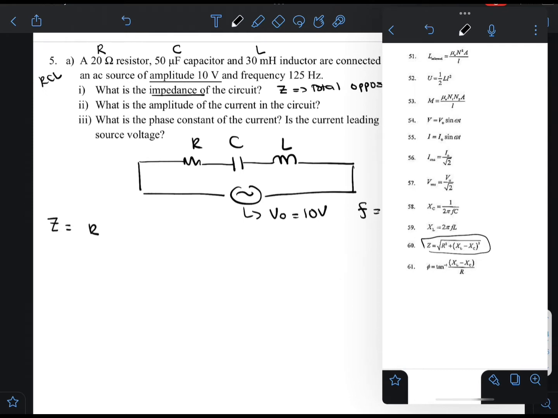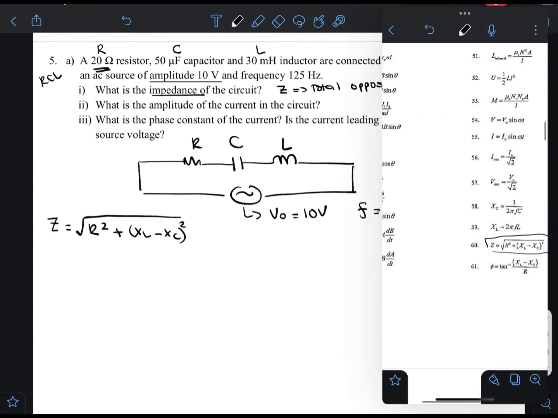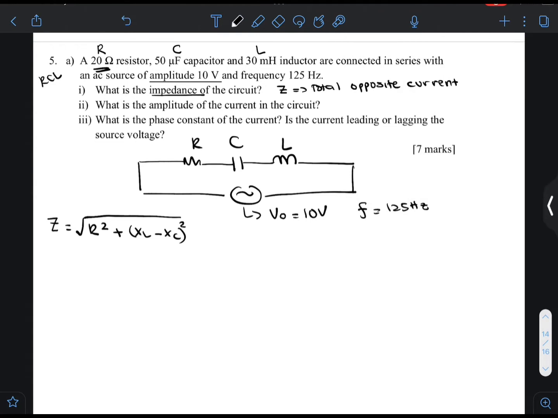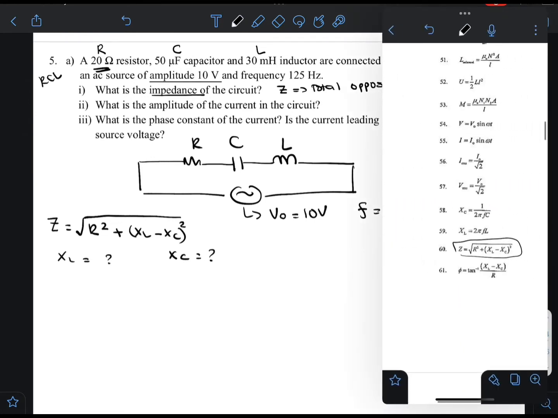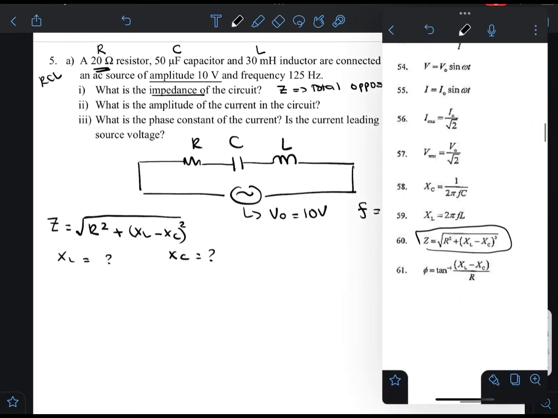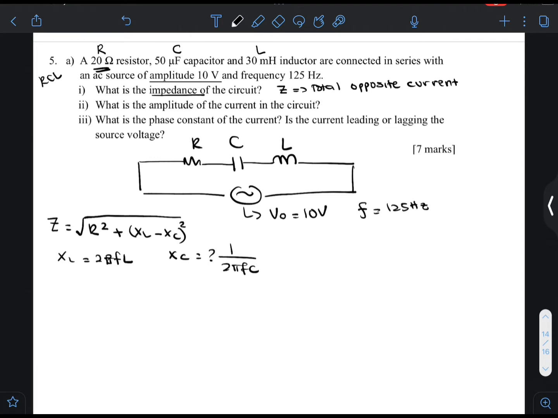The equation here is given as Z equals square root of R square plus XL minus XC square. Okay, R is given in the question, 20 ohm. Alright, R is given. However, XL dan XC tidak diberi. Okay, so we have to find what is our XL and what is our XC dekat sini. Untuk cari XL dan XC, kita tengok balik apa equation untuk XL dan XC is also given in the list of the formula here. XC adalah 1 over 2 pi FC, XL adalah 2 pi FL, and as you can see 2 pi adalah constant.